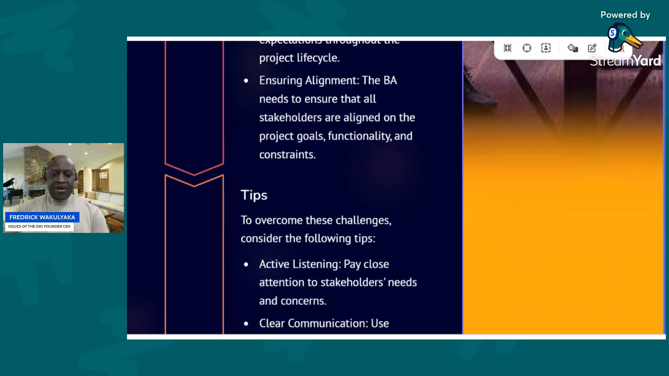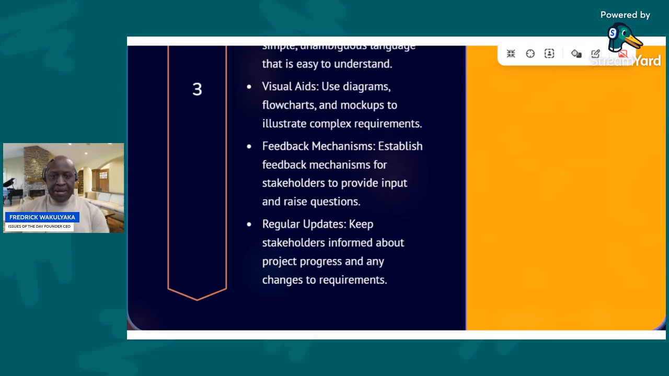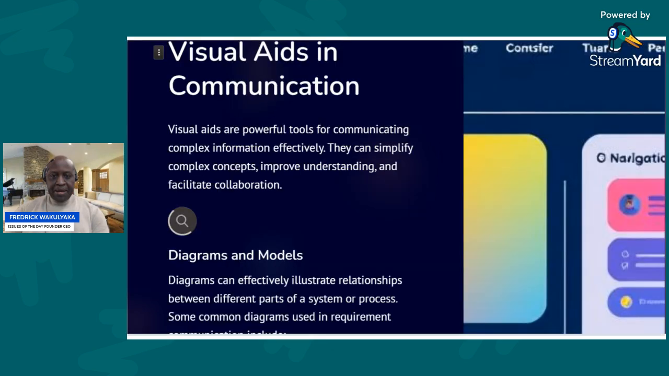To overcome these challenges, consider the following tips. Active listening: pay close attention to stakeholders' needs and concerns. Clear communication: use simple and unambiguous language that is easy to understand. Visual aids: use diagrams, flowcharts, and mockups to illustrate complex requirements. Feedback mechanisms: establish feedback mechanisms for stakeholders to provide input and raise questions. Regular updates: keep stakeholders informed about any changes to requirements.